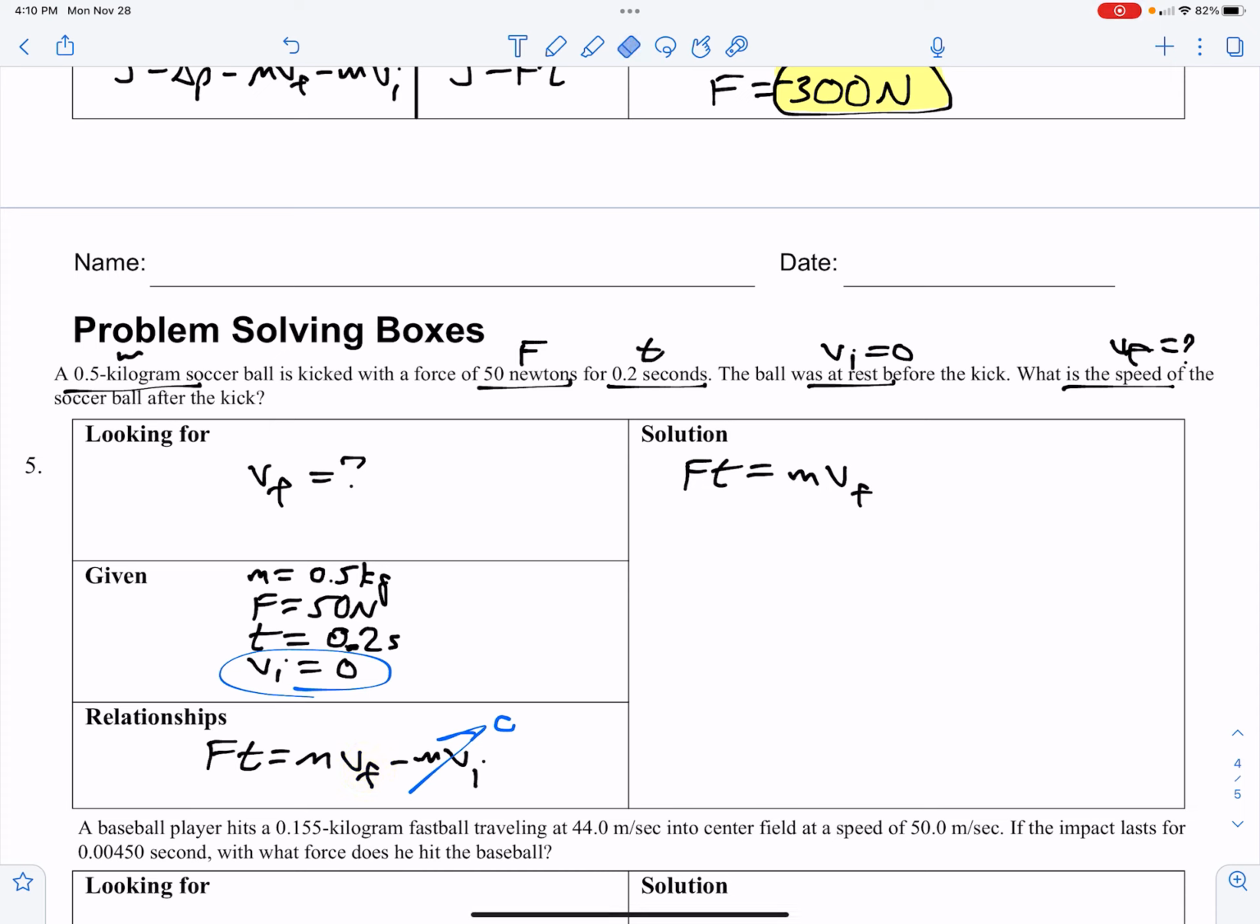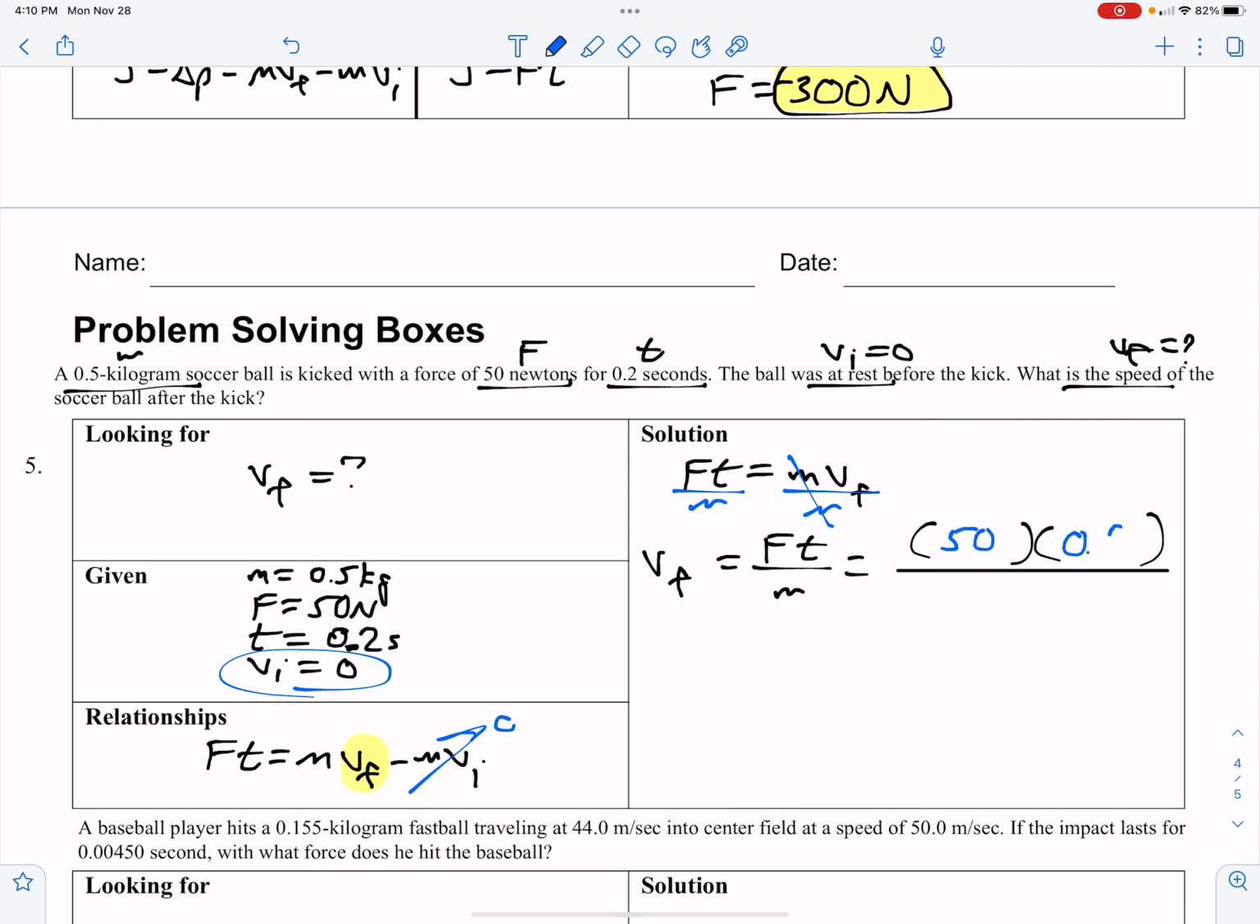We are solving for v final. We have to divide away the mass in order to isolate that. So force times time divided by mass. It's going to be 50 newtons times 0.2 seconds, divided by a half kilogram. Well, 50 times 0.2 is 10. 10 divided by a half is 20 meters per second.